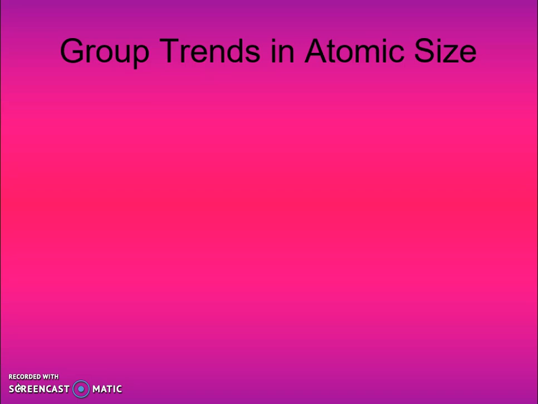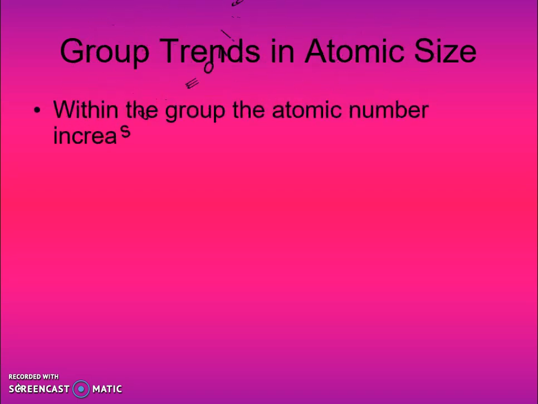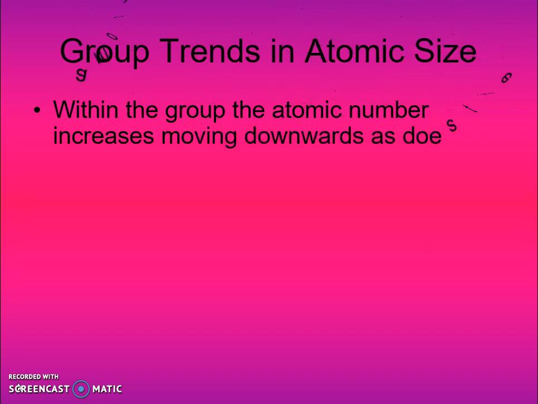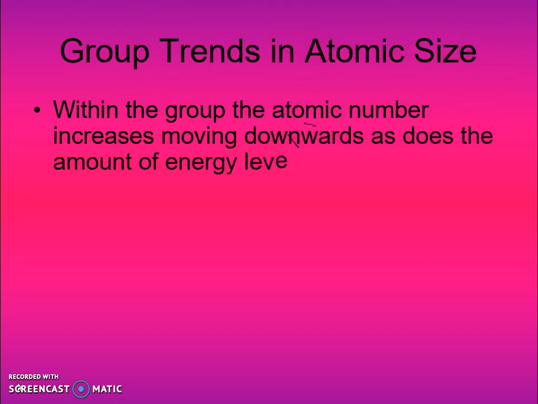Well, we have two different things that happen as you move down a group. You have more protons and more neutrons, but in particular the protons being put into the center, into the nucleus, but you also have more electrons being filled into more energy levels. So these are kind of opposite of each other. One wants to make it get larger, one wants to make it get smaller, so which one wins out?